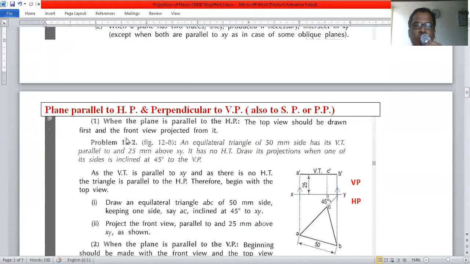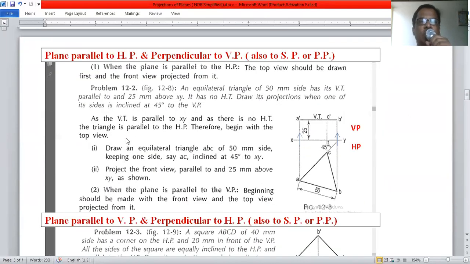Now let us go for the very important case to start with: plane parallel to HP and perpendicular to VP. We'll solve some simple numerical problems, and with these problems we can get the fundamentals clear. In this particular case, first is the plane parallel to HP. An equilateral triangle ABC of side 50 is given. All the three sides are the same. It has its VT parallel to and 10 mm above XY. Now VT is given, so naturally the vertical trace you can see in the VP.